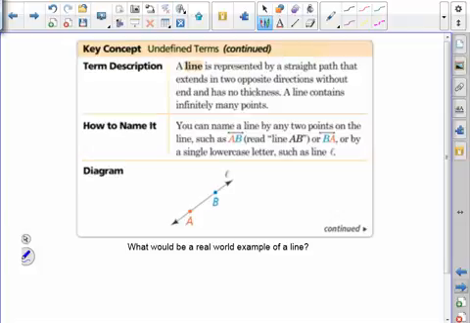So the next undefined term is a line. It goes between 2 points. The characteristic of it is that it can't curve. It has to be straight. The way that we name a line, I want to look at this part right here, because it's a little hard to see, there's a symbol.